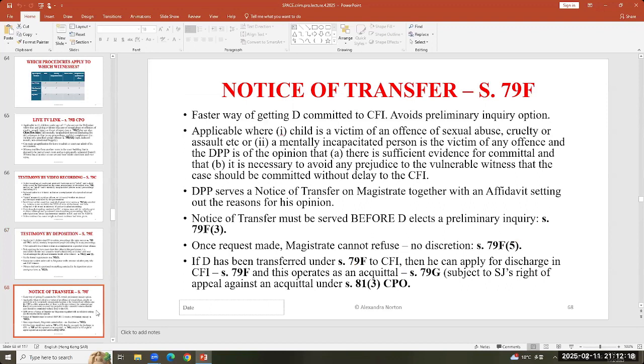79F, I think you can read yourself. This is just a way of sidestepping the defendant from electing a preliminary inquiry as part of the committal process. This is where the prosecution wants a speedy committal up to the CFI because they have vulnerable witnesses involved, and they don't want to delay the trial by the committal process, which can take a while. But they have to act quickly, and they have to serve this notice of transfer before the defendant elects a preliminary inquiry.